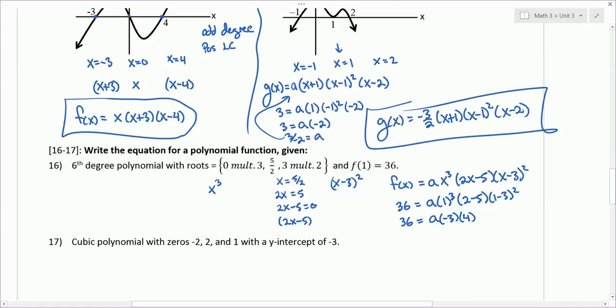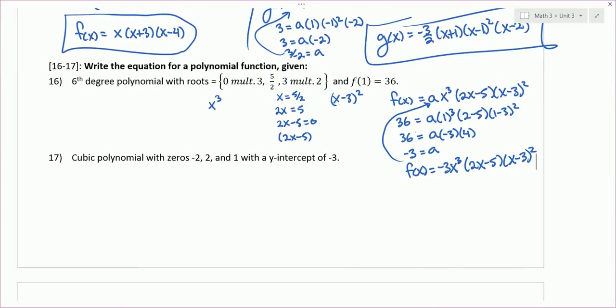Divide both sides by negative 12, and you end up with negative 3 is equal to a. Plug that back in, and we have our function f of x equals negative 3x cubed times 2x minus 5 times x minus 3 squared. It's a 6 degree polynomial with those given roots and those multiplicities, and it goes through the point 1, 36.